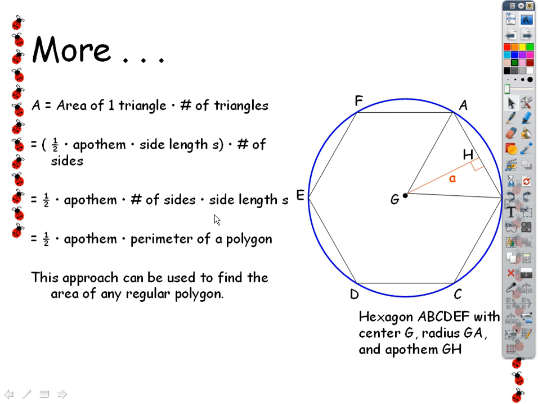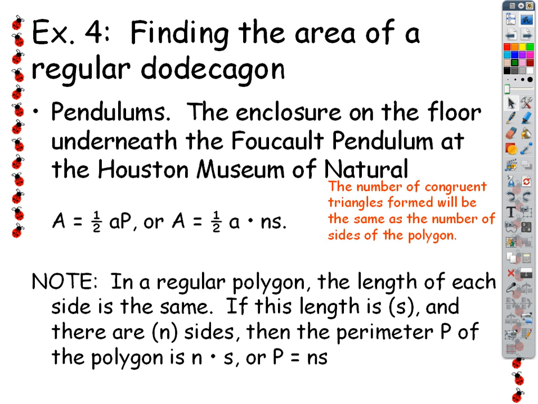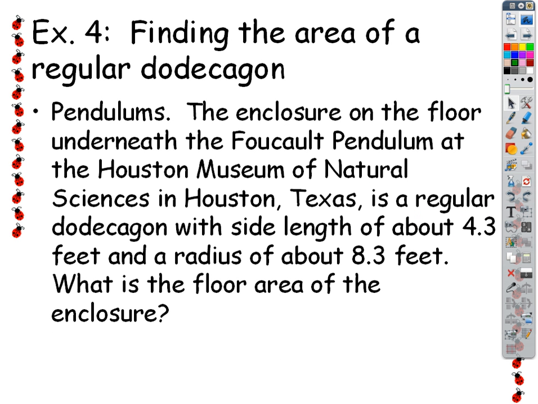So let's look at one quick example. We get this formula: the area of the polygon is 1/2 the apothem times the perimeter. Okay, let's try that. Here's the situation we've got. We want to find the area of a regular dodecagon. So that's a 20-sided shape. Is that right? Yeah, 20-sided.